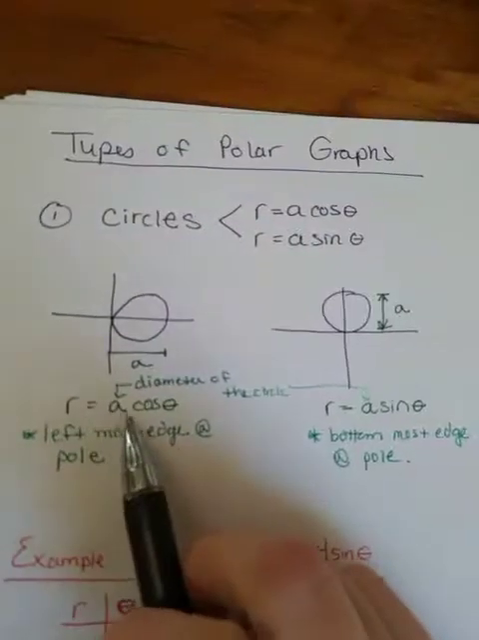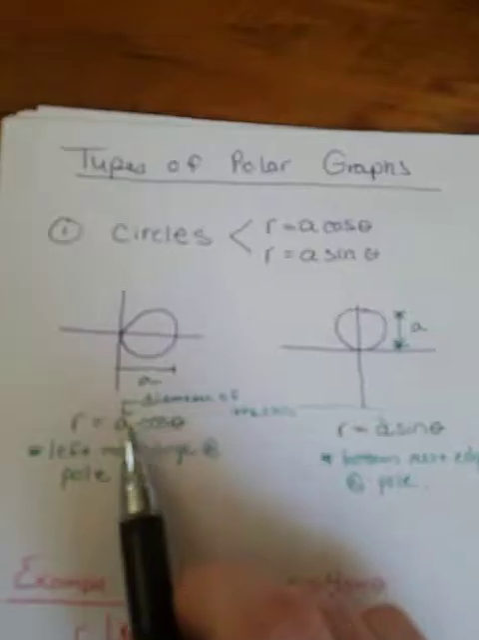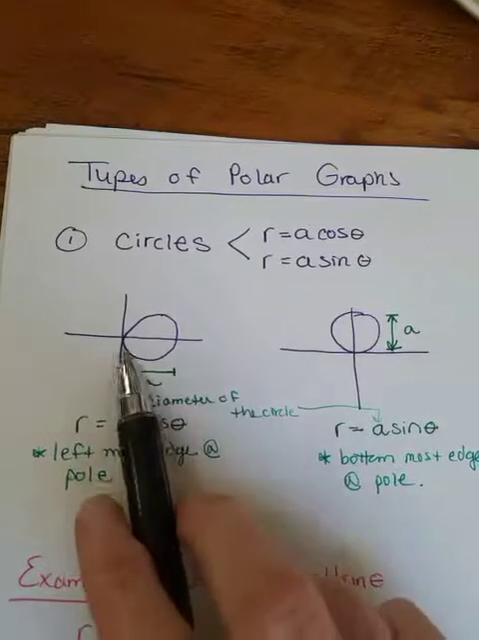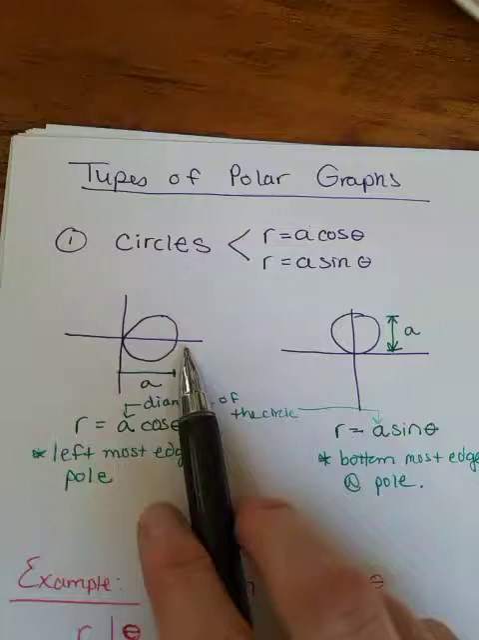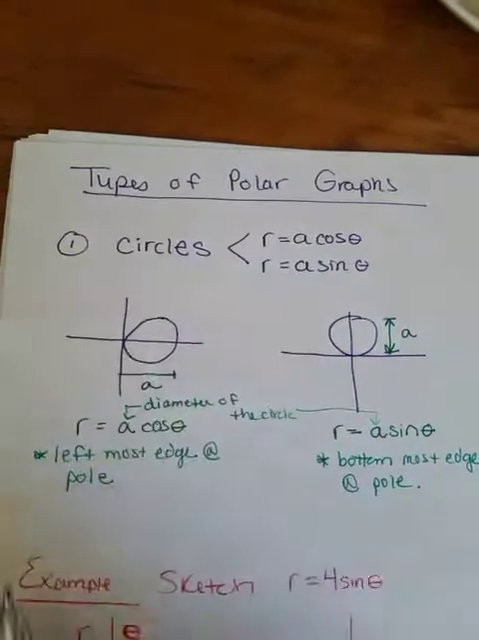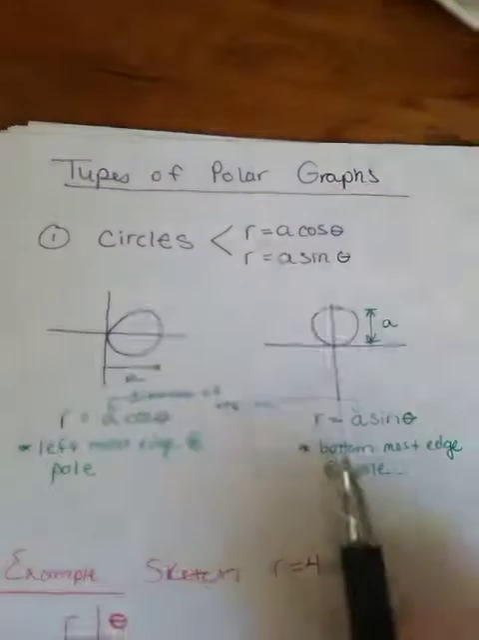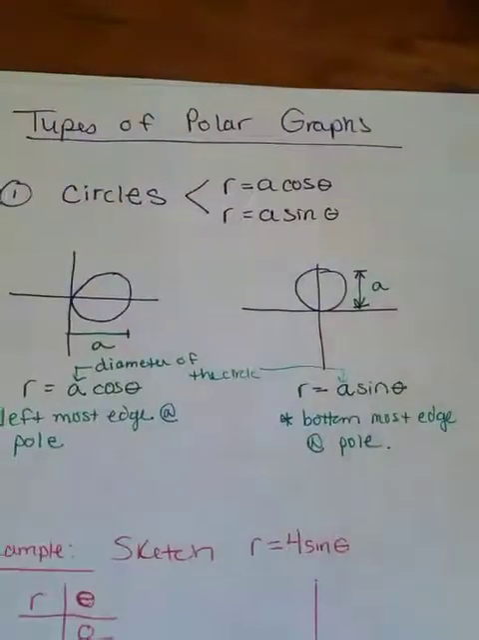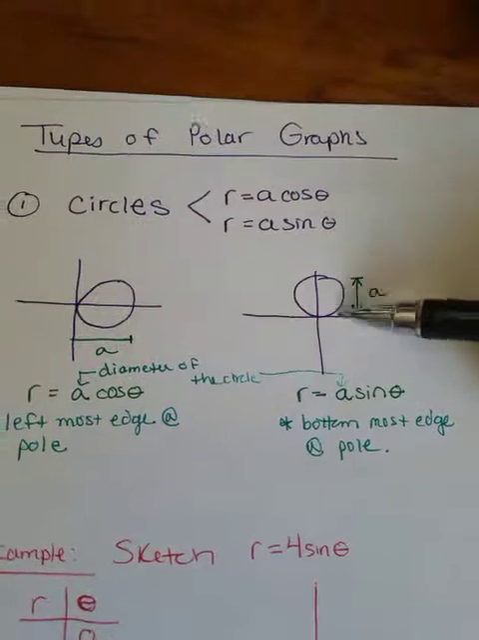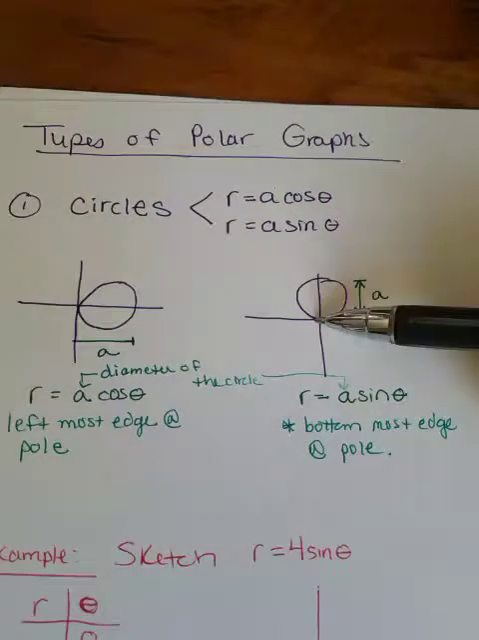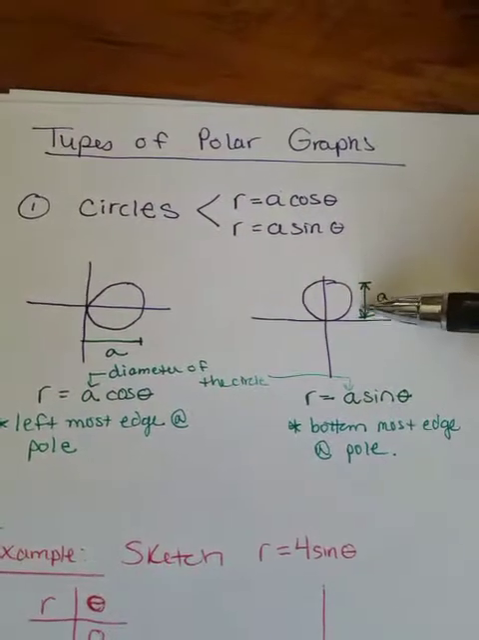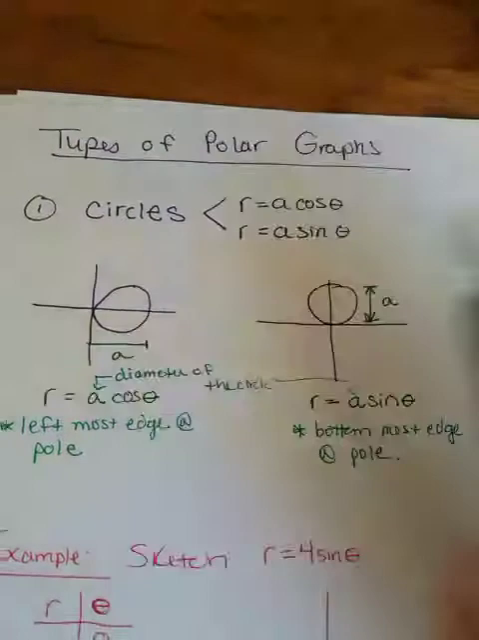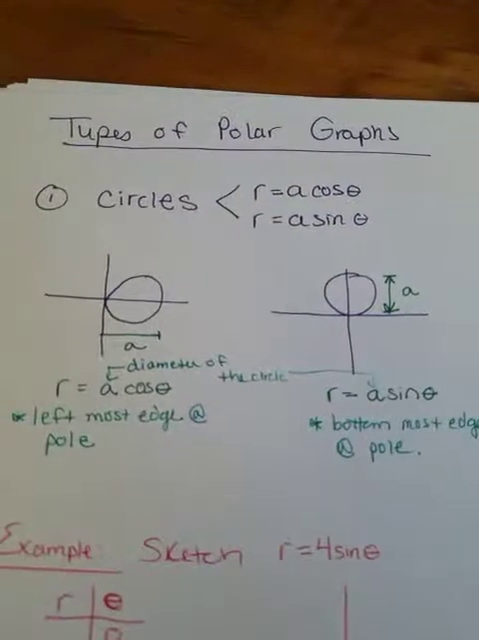If it's r equals a cosine of theta, remember in both situations a is the diameter of the circle. But if it's cosine, it's on the x-axis, and the leftmost edge is at what we call the pole. If it's r equals a sine of theta, again where a is the diameter of the circle, this time it's on the y-axis, and your bottommost edge is at the pole. Your distance a, that's your diameter, is here. Your distance a back here is the distance for the cosine.